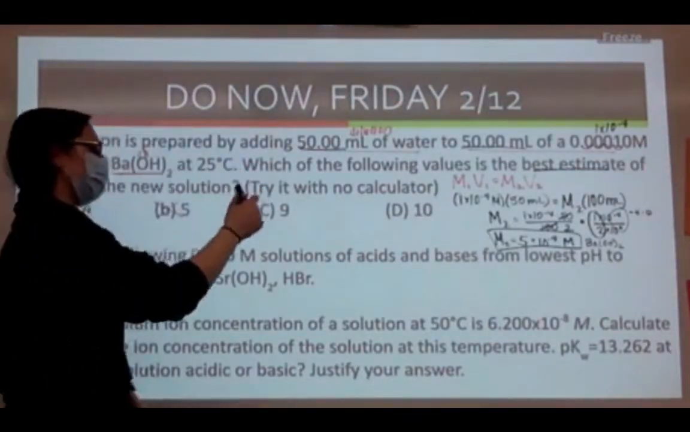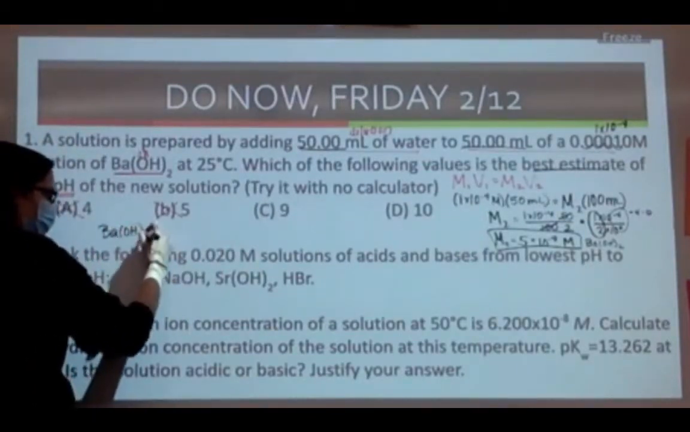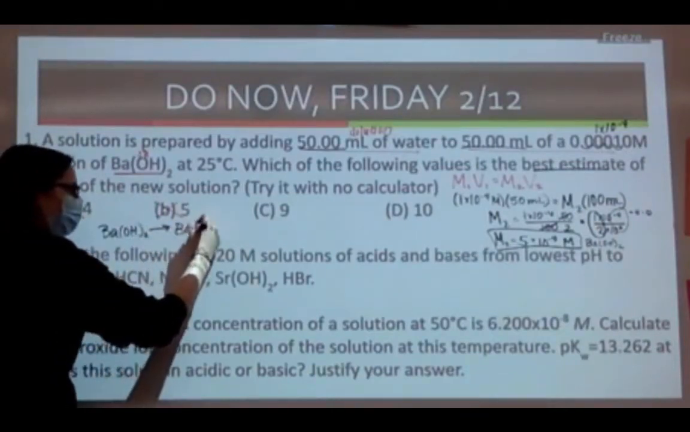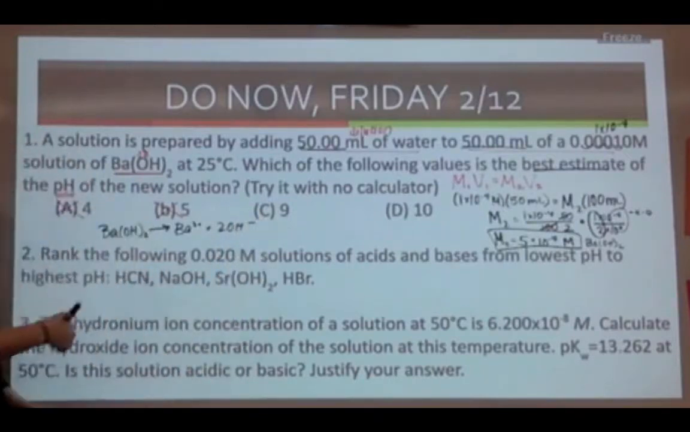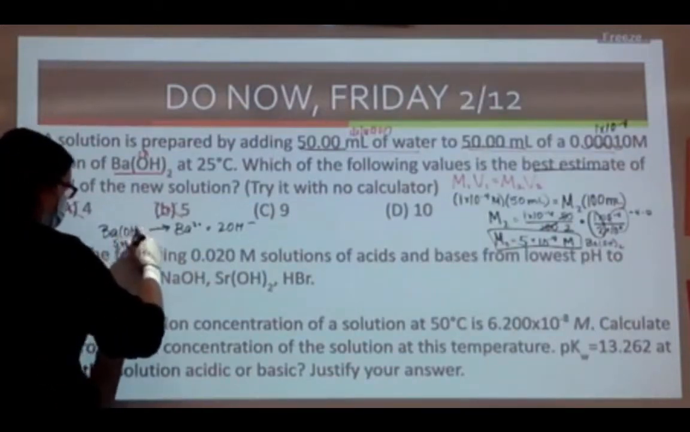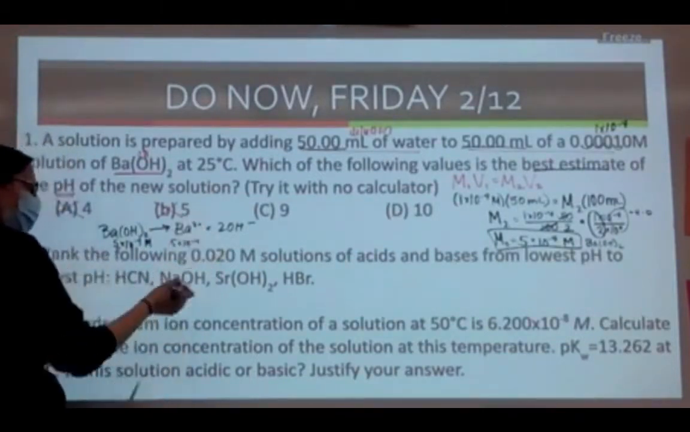Well, right now I'm dealing with the base. More importantly, I'm dealing with a strong base. By labeling this a strong base, that means when we look at the base itself, it's a single arrow. This base completely dissociates in water. It's a single arrow. So if I have 0.5 times 10 to the negative 4th molar, I have 0.5 times 10 to the negative 4th molar of Ba2+.